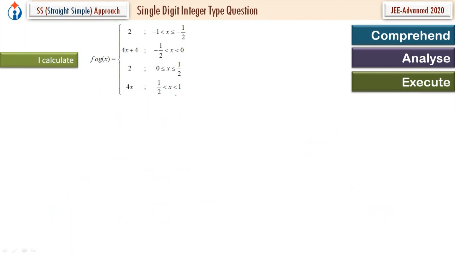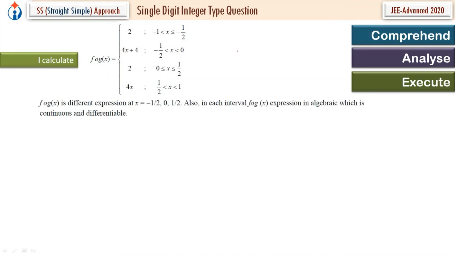So finally we got this g(x), f of g. So this is the expression function f of g, and I have to check the continuity and differentiability at points. Now at x equal to minus half, it has a different expression, less than minus half and greater than minus half. At 0, it again changes its expression, and again at half. So different expressions at minus half, 0, and half, and in this interval it is algebraic.